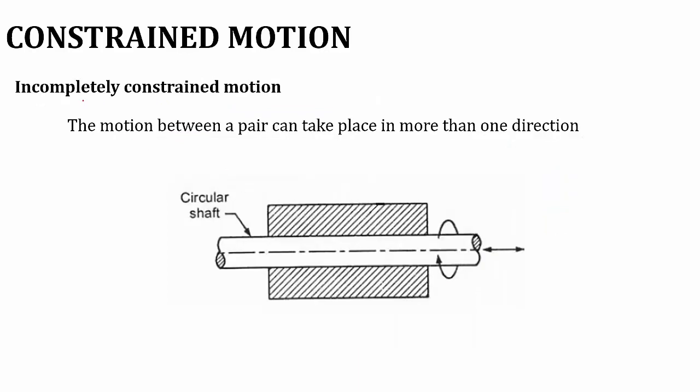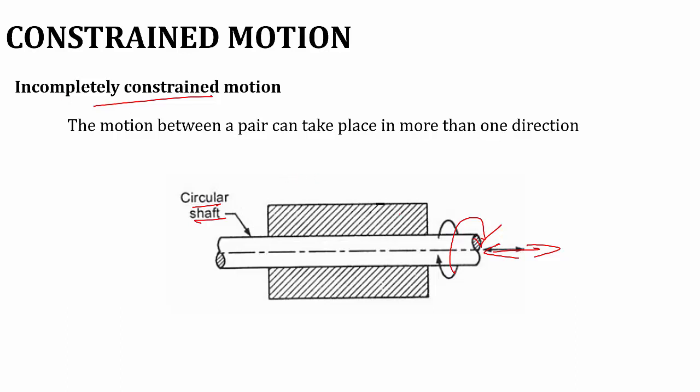Then the last one is incompletely constrained. So here you can see that the shaft is placed inside a hole. So here it can oscillate, it can rotate. Okay, so it can move in two directions. Then it is called incompletely constrained.